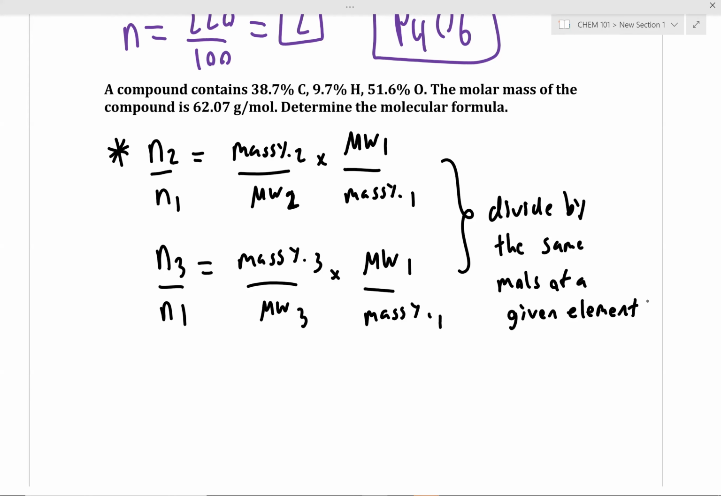You'll need both. Because the first one is for the ratio, for example, carbon to hydrogen. The second one is the ratio of oxygen to hydrogen. And the key thing is you divide by the moles of the same element. So technically, using both, there's 3 elements. Yes, exactly.